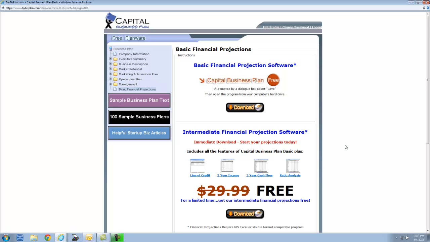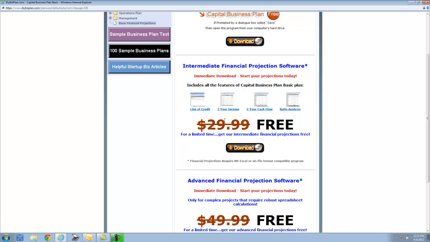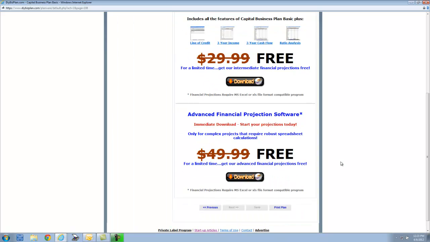Actually, we have not just basic financial projections in here, but 3 different Excel spreadsheets for you to utilize. The first one is our basic financial projections. That creates a 1-year by the month pro forma for your company. The intermediate creates the same 1-year monthly spreadsheets plus 3 years of annual income, cash flow, and balance sheet projections. And then finally we have the advanced financial projections, which is for more complex projects.